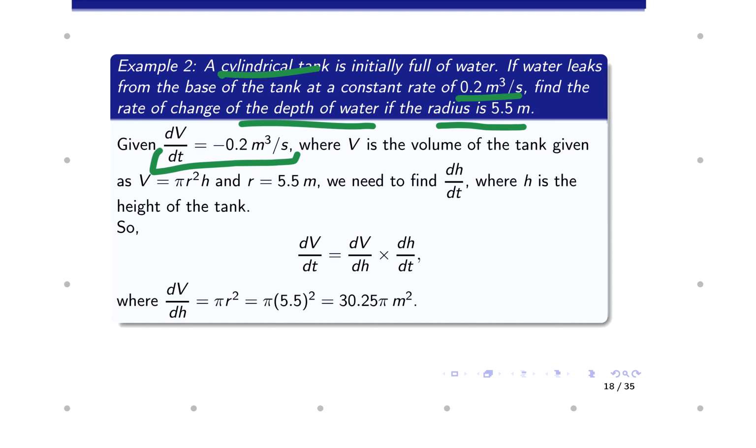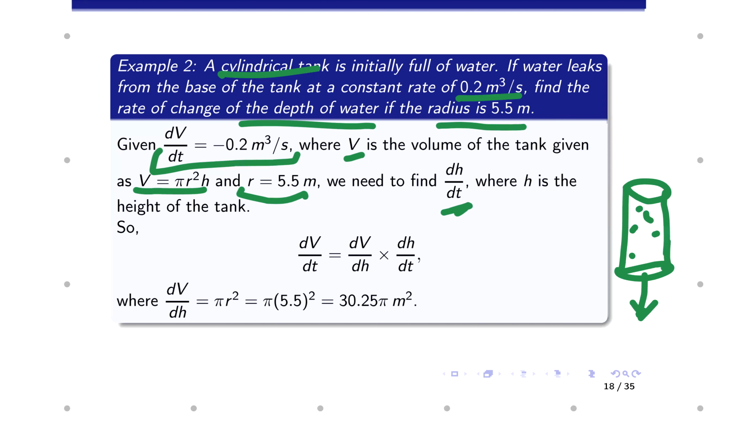So V now is the volume of the tank, given that V is pi r squared h. That's the formula for the volume of a cylinder. And then you want to see what happens at r equals 5.5 meters. So here we need to find dh/dt, because you are told to find the rate of change of the depth. You have a cylinder full of water, and water is leaking at a particular rate. And then you want to see the height the water gets to. That's what we mean by depth. Okay, so we need to find dh/dt.